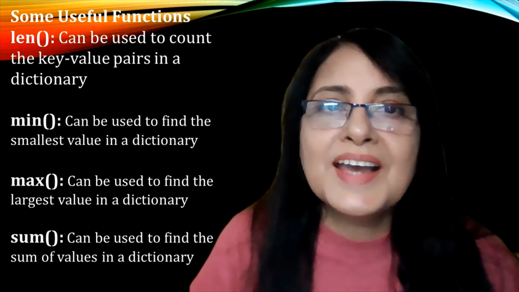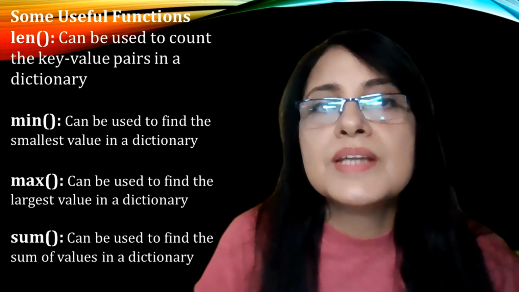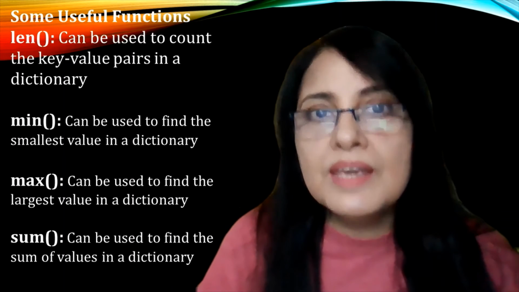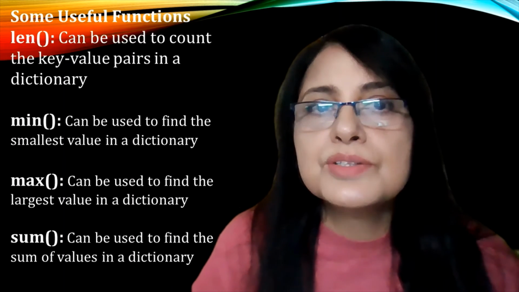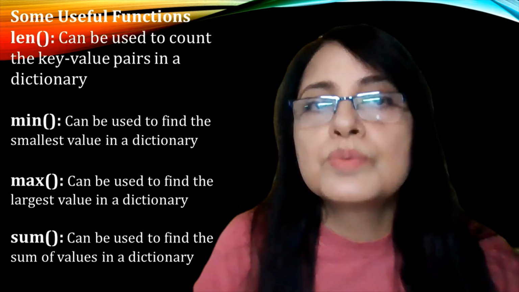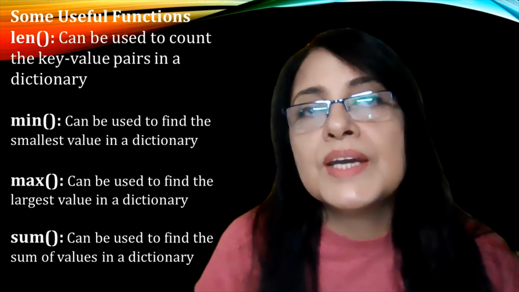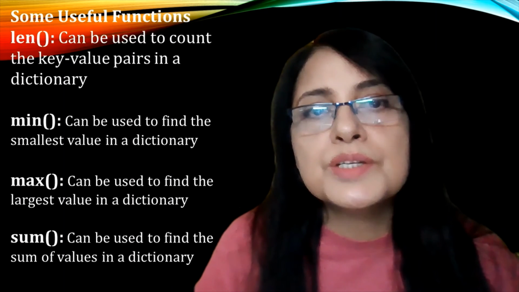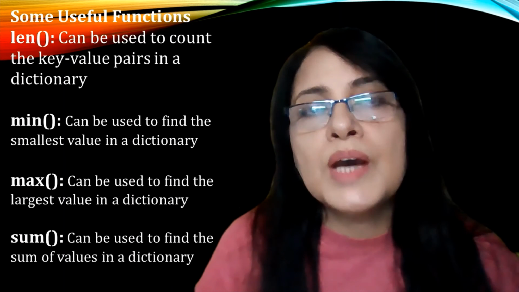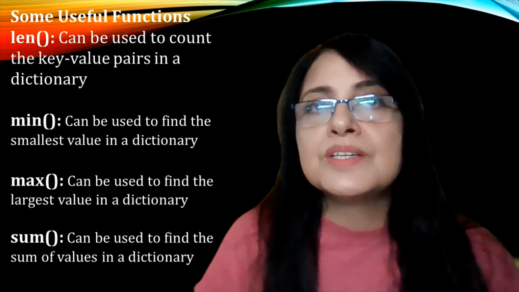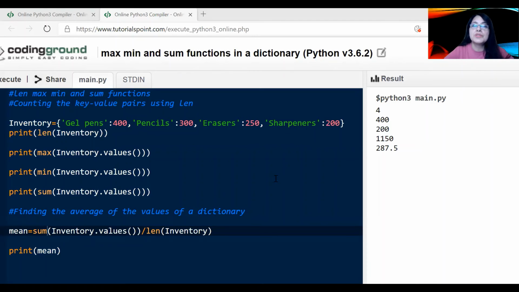Just like lists and tuples, we have functions like len, which is used to count key value pairs in a dictionary, min, which can be used to find the smallest value in a dictionary, max can find the largest value in a dictionary, and sum can be used to add all the values in the dictionary. We look at the usage of len, max, min, and sum functions.